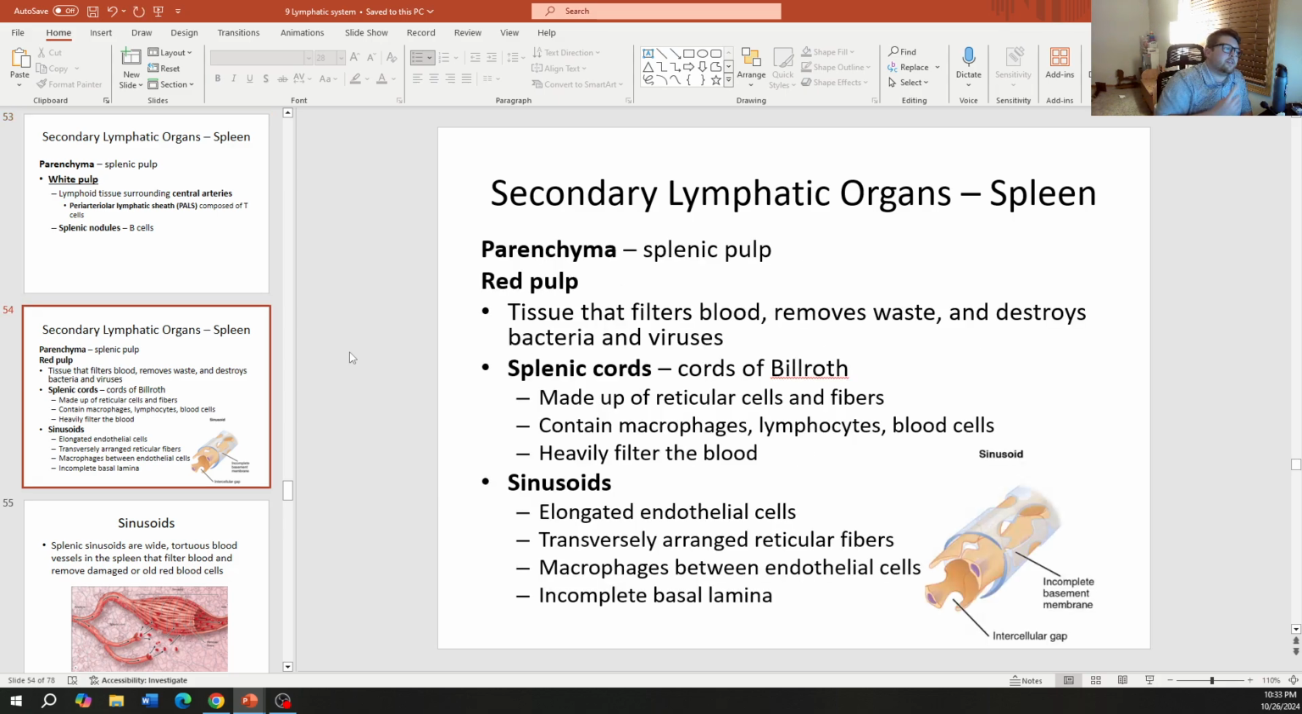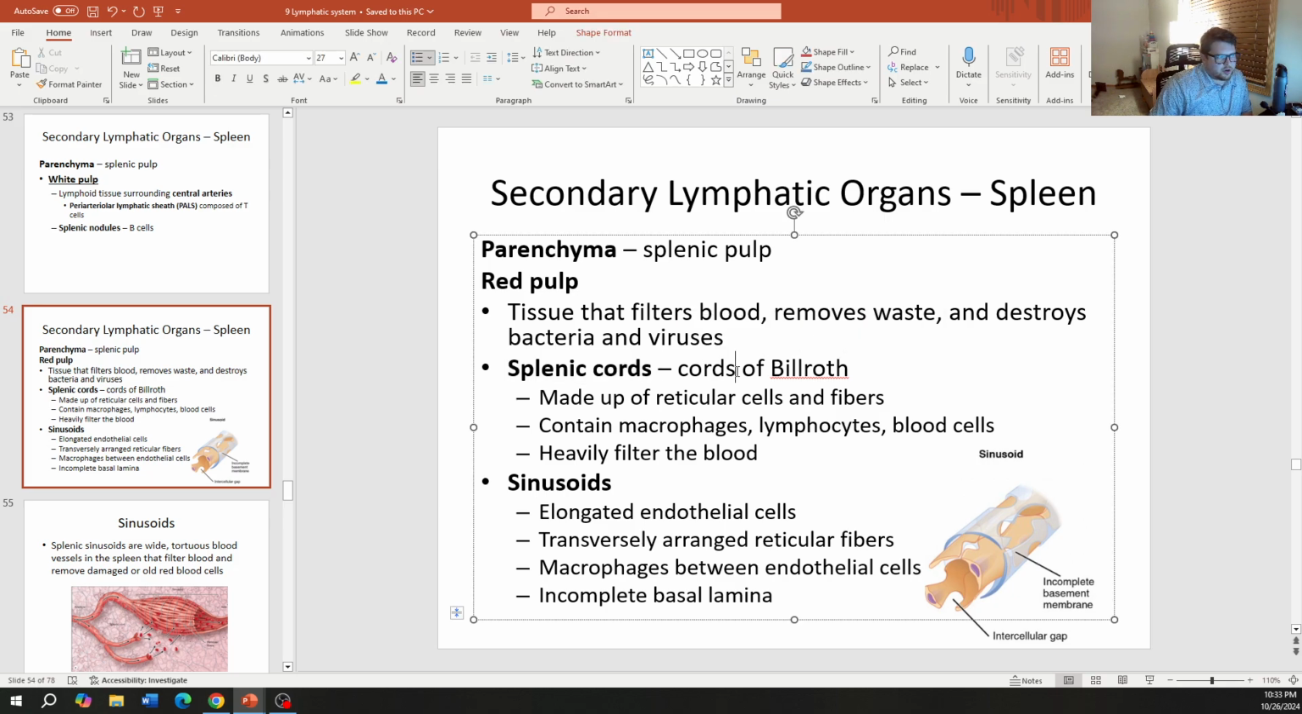Then we have the red pulp. The red pulp is the tissue that filters the blood, removes waste, and destroys the bacteria, viruses, and other stuff that needs to be taken care of. There are these structures called splenic cords, also known as cords of Billroth. They're made up of reticular cells and fibers. They contain macrophages, lymphocytes, as well as other blood cells. And these heavily filter the blood.